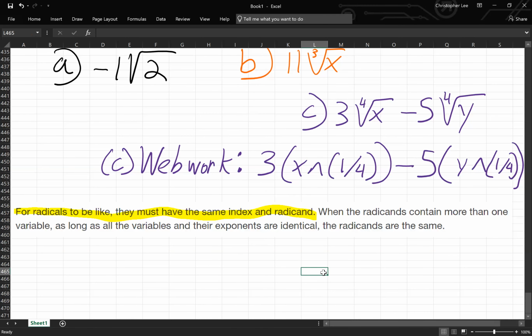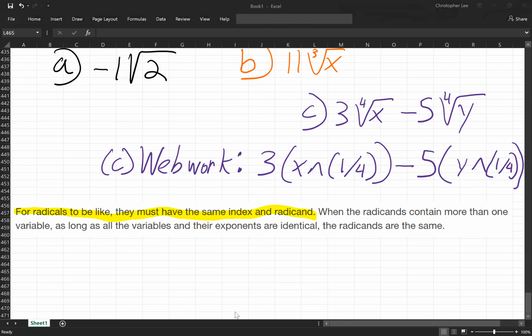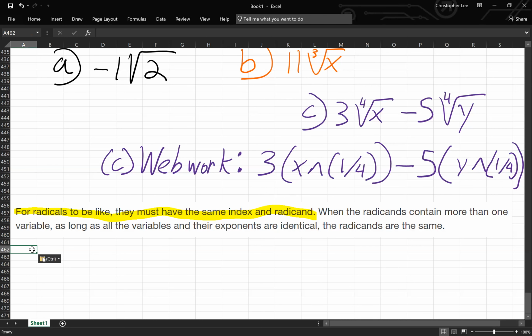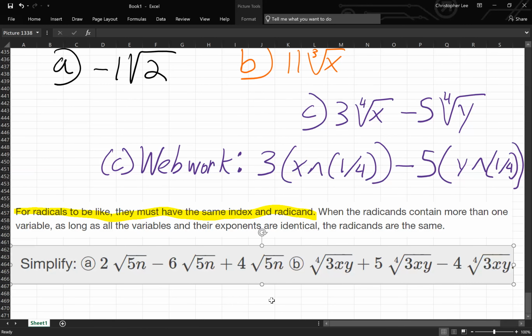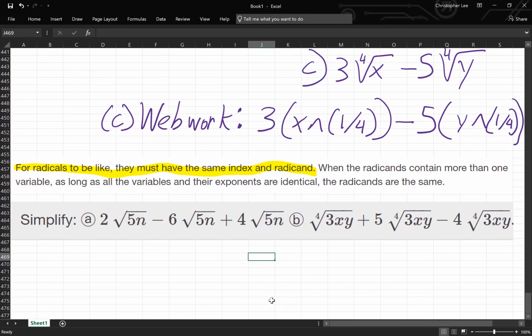All right, so for radicals to be like, they must have the same index and radicand. When the radicands contain more than one variable, as long as all the variables and their exponents are identical, the radicands are the same. So let's take a look at what I'm talking about. This is the same for addition and subtraction, by the way. So let's look at A.